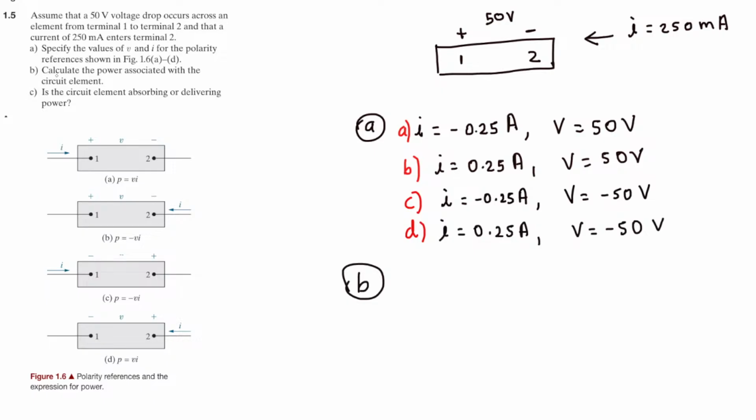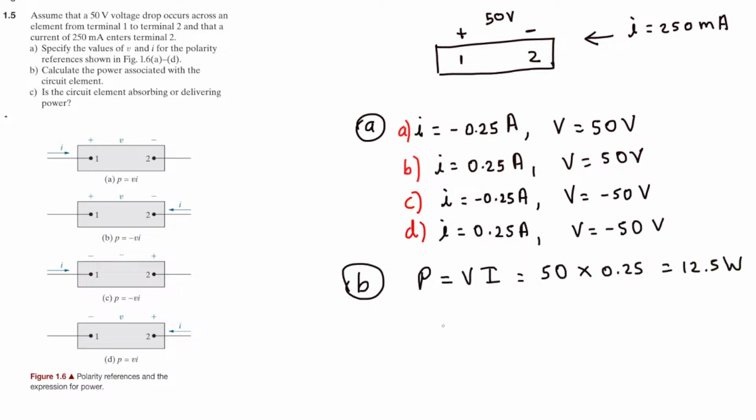The B part is asking, calculate the power associated with the circuit element. And we know that P is equal to V times I, which is V is 50 volts, and then the current in ampere is 0.25. And if you calculate this one, you're going to get 12.5 watts.